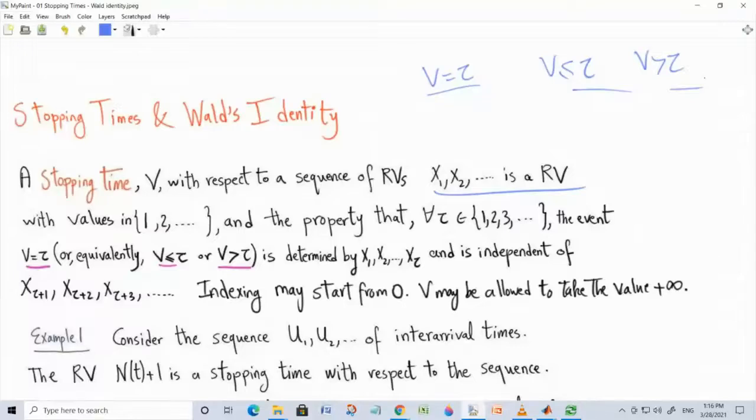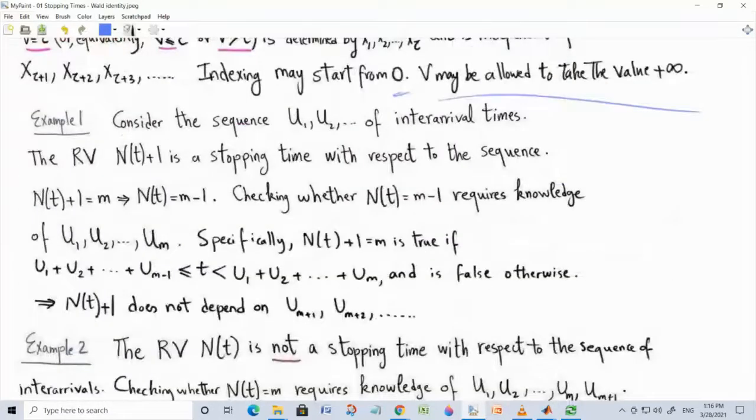If you discover that the event depends only on x1, x2 up to x tau, and it does not depend on any other x, then in that case we say that v is a stopping time. Here the indexing is from 1; you can start from 0, as we will do in Markov chains. And v can be a defective random variable, which means that it can take the value plus infinity.